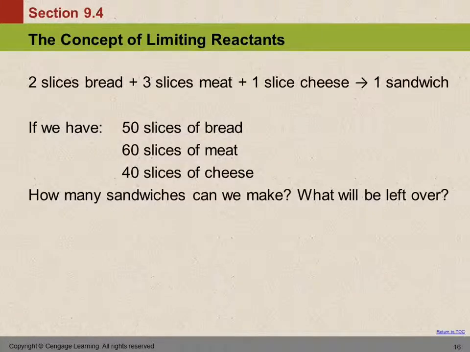We've talked about stoichiometry now and how to do a problem where we start with grams of reactant and end up with grams of a product. And now we're going to look at what happens if you don't have enough of one of the ingredients. So we're going to go back to talking about the sandwiches. So 2 slices of bread, 3 slices of meat, 1 slice of cheese gave us 1 sandwich. It's a recipe, a formula, an equation for making sandwiches.